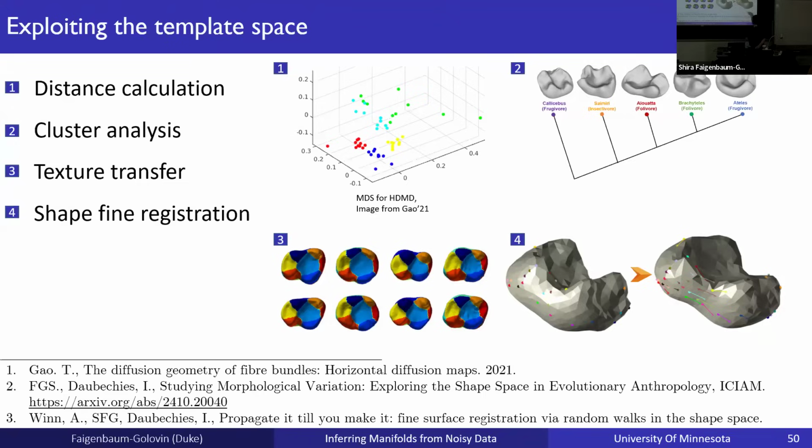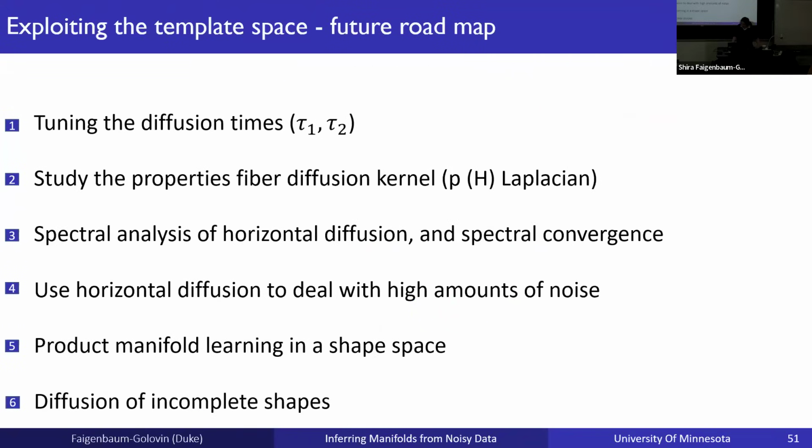I'll not go into details because that's a different project that is too long to describe right now. So what the future holds with respect to this HDM: we still need to understand how to diffuse tau1 and to define the tau1 and tau2 parameters. We have a hunch how to do that. We need to study the properties of this fiber bundle kernel. We still want to play a little bit with different kernels, see how they influence the theoretical analysis. We want to perform spectral analysis on the horizontal diffusion and spectral convergence.